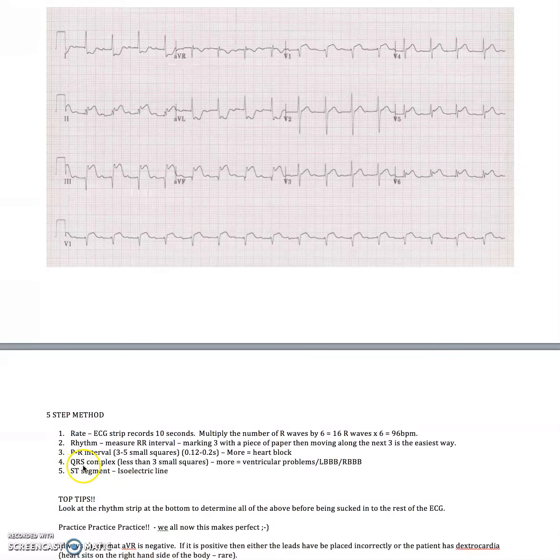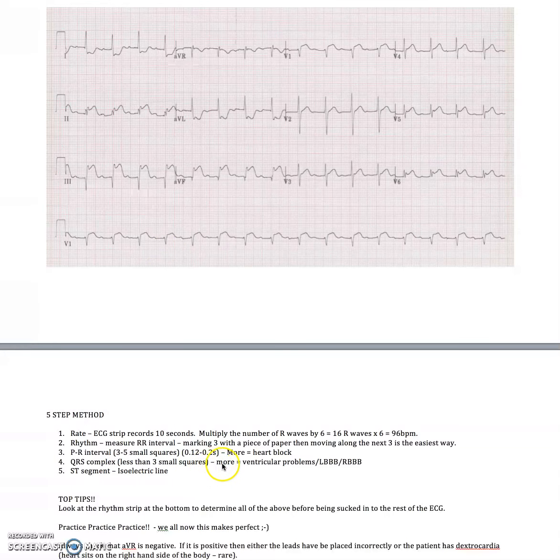Then we look at the QRS complex. Okay, so remember the QRS complex is the ventricles depolarizing. Now we need to make sure, here's our Q wave. We've got to count the small squares. I know it's hard to look at on the screen, but I know that that's less than 3 small squares. So we've made sure that it's less than 3 small squares.